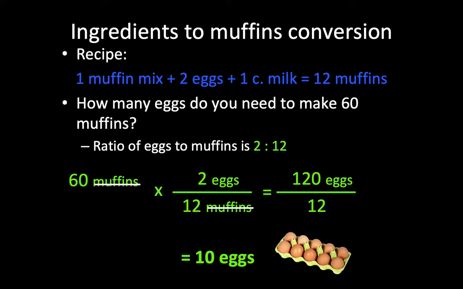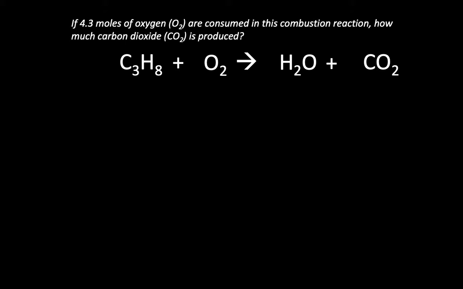Now the same thing works when we're doing it with chemical equations. So in this case, we've got a sample problem. Our sample problem says if 4.3 moles of oxygen are consumed in this combustion reaction, how much carbon dioxide is produced? So the first thing we need to do is to be sure that we balance the equation. We can't figure out our ratios if we don't have the coefficients. In this case, we would balance it with these numbers. Once it has been balanced, then we know our numbers so we can make our ratio.